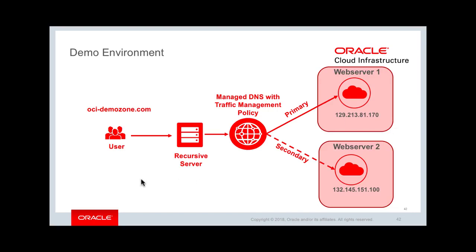The zone name that I am using is OCI-demozone.com, and I'll create different labels along with this zone name. Once I create the traffic management steering policy, I can have, for instance, a failover policy where my primary is web server 1 and my secondary is web server 2. So when both servers are running, whenever I go to that particular zone, I would always be forwarded to web server 1. Then I'll do a failover where my web server comes down, and I'll see how it actually fails over to web server 2.